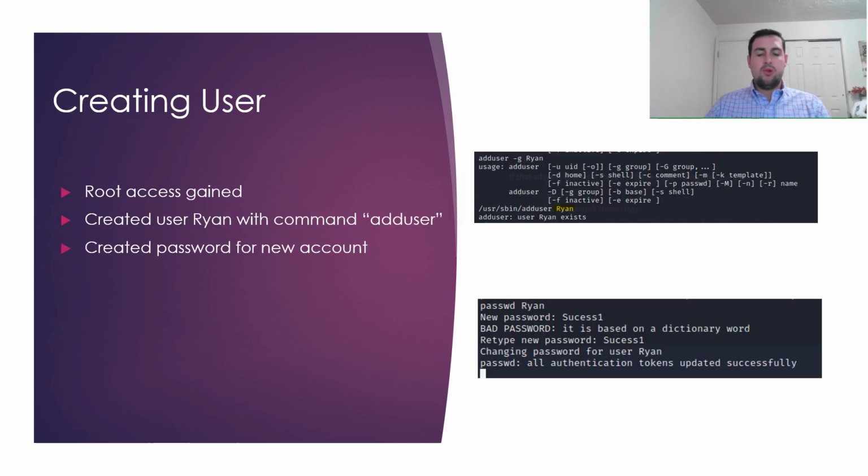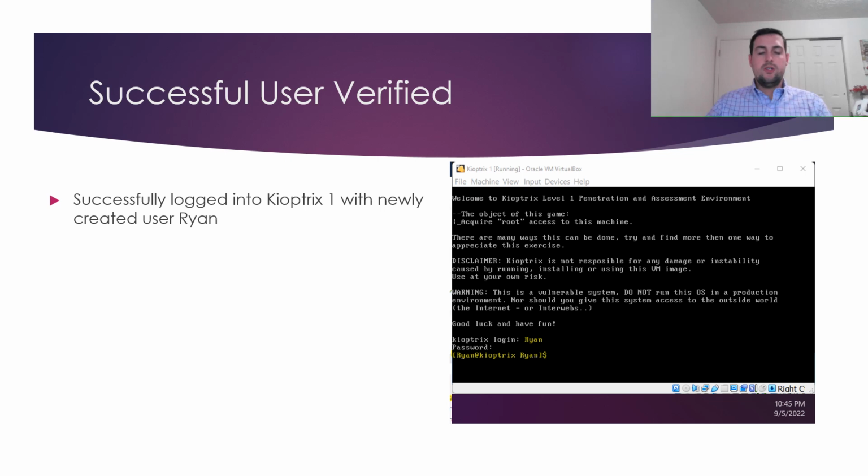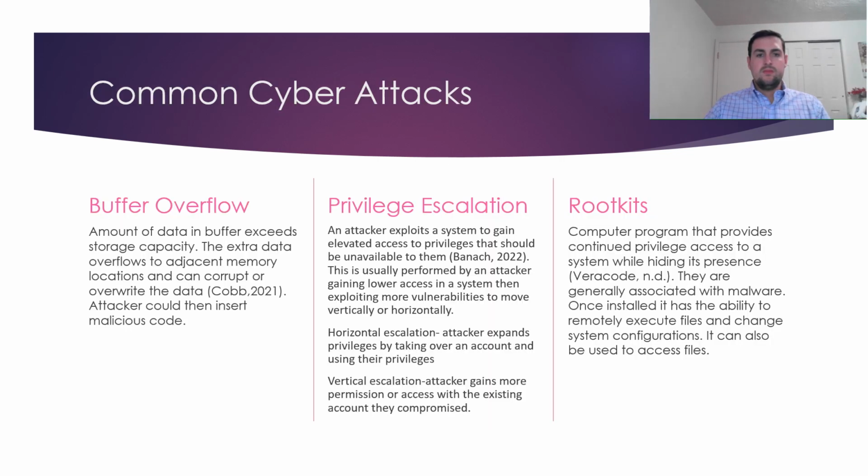So now that we exploited Kioptrix 1 and we were able to get root access, which I verified from the command whoami, which said root, I created a user Ryan with the command adduser, and then after I just had to create a new password for this account. Once our new user was added and the password was created, I was able to go to the Kioptrix 1 login, type in my new user Ryan and the password, and as we can see, it successfully logged into the system.